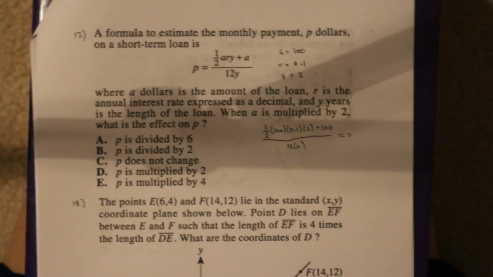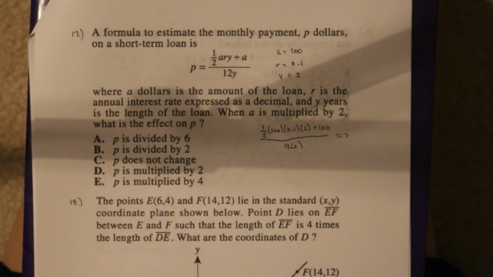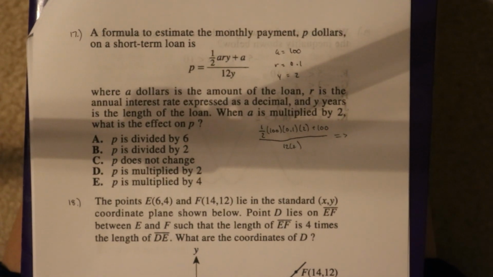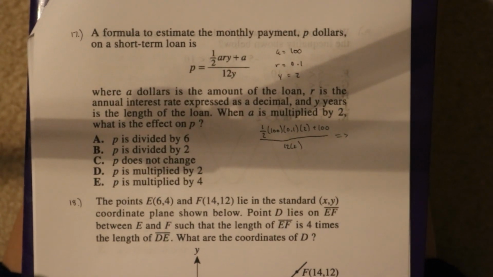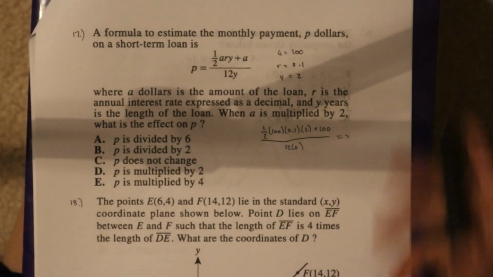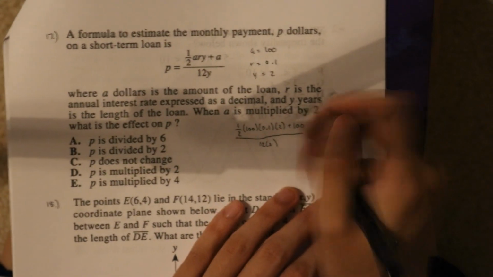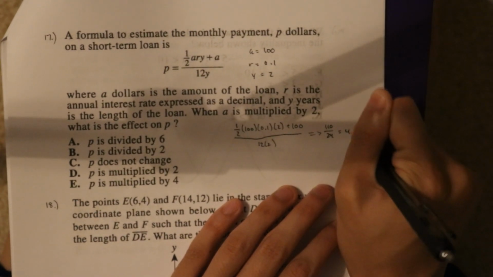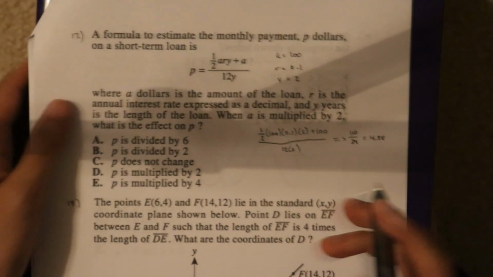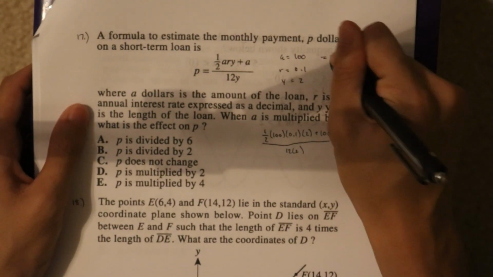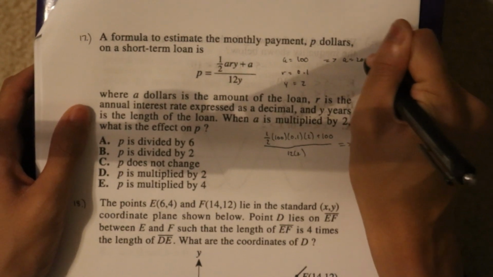So we have 0.5 times 100 times 0.1 times 2, which is 10. And then plus 100, then divided by 24. Okay, so we have 110 divided by 24, that is equal to 4.58. Now, when A is multiplied by 2, that would mean now A becomes $200.